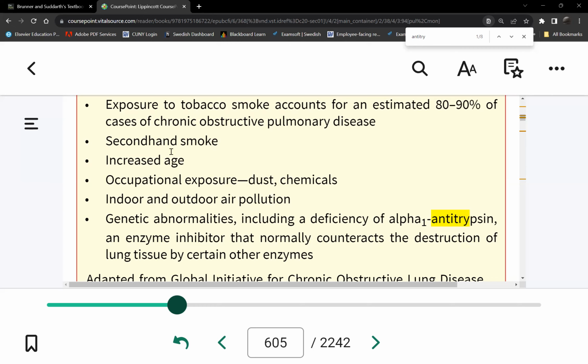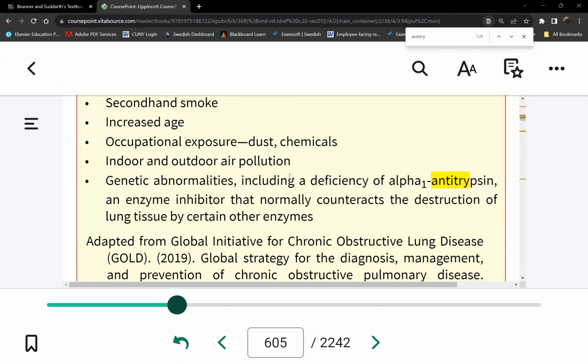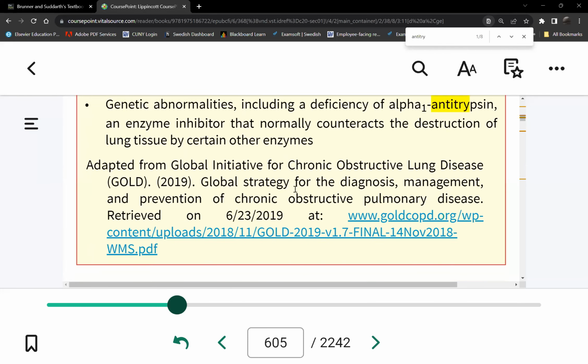Let's say you've seen people who smoke in their cars, but then leave the cigarette out with their arms like this. Does that mean their kids in the car are safe? No, that's still exposing them to second or third hand smoking. So increased age, air pollution, occupational exposure, as I mentioned. And then here's the genetic deficiency. But again, is this common or very rare? Very small percentage of COPD patients with the genetic deficiency.